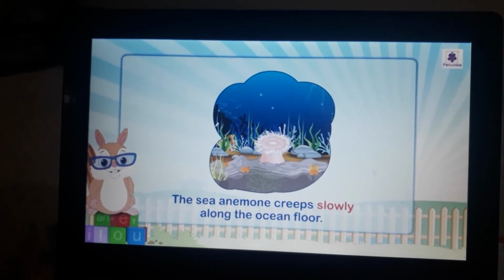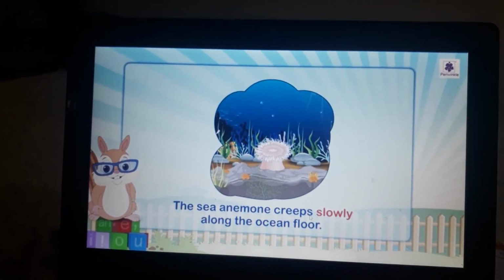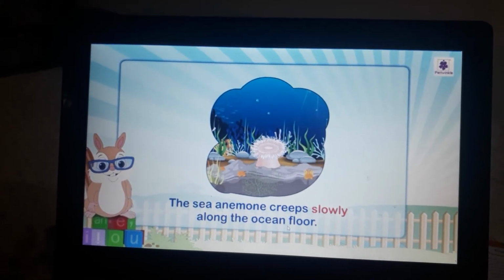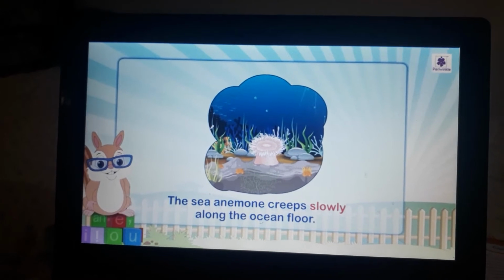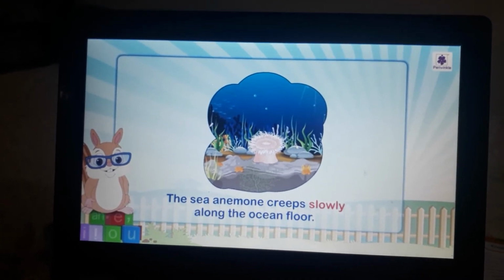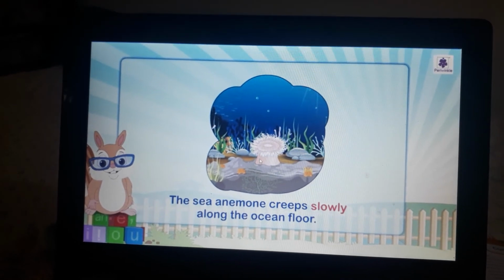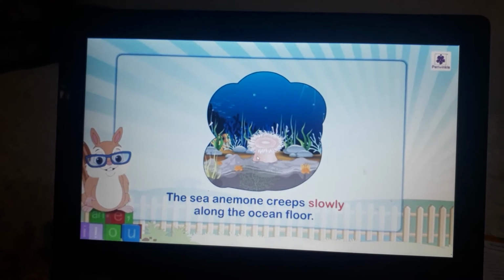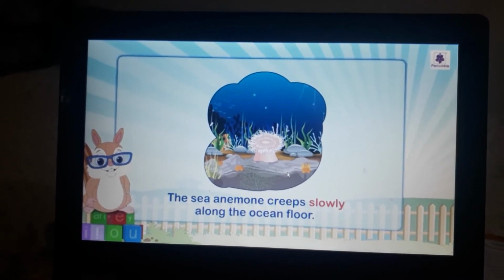Okay, like for example, the sea anemone creeps slowly along the ocean floor. We are only talking about the sea anemone, okay. It's a plant in the water. So the sea anemone creeps slowly along the ocean floor.